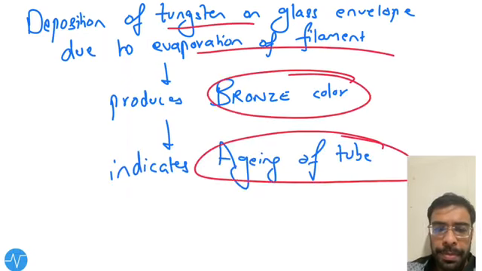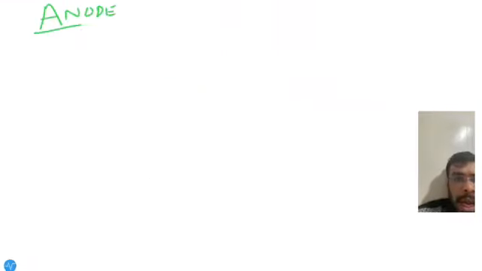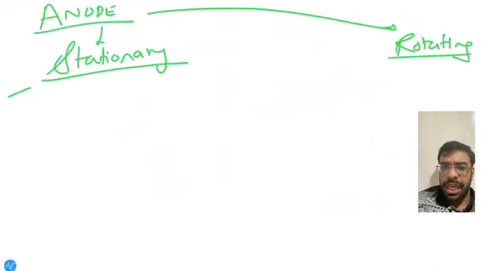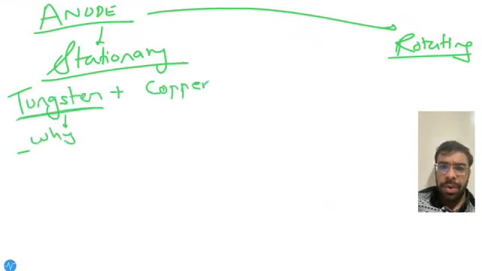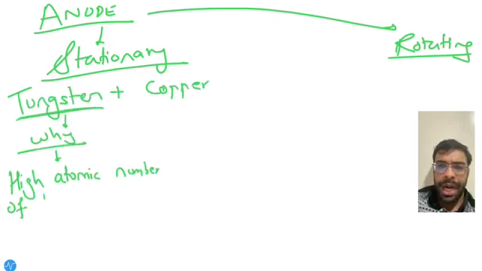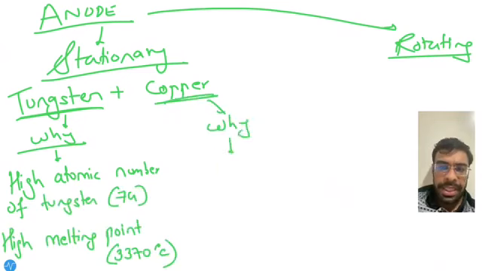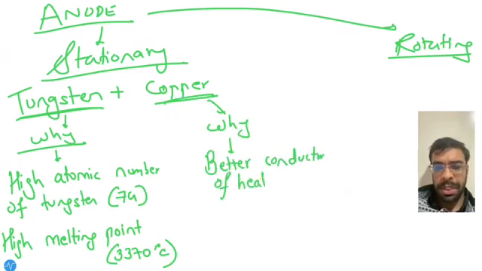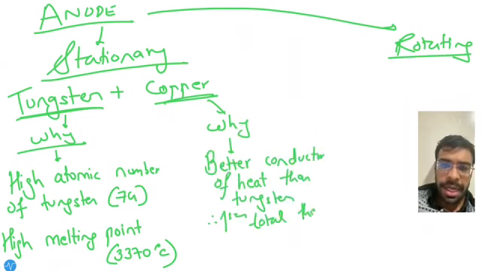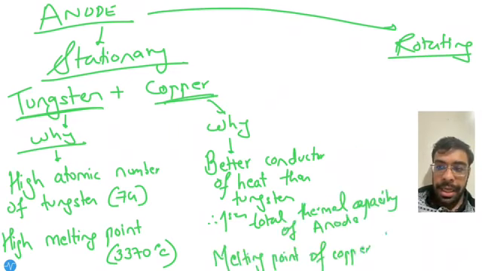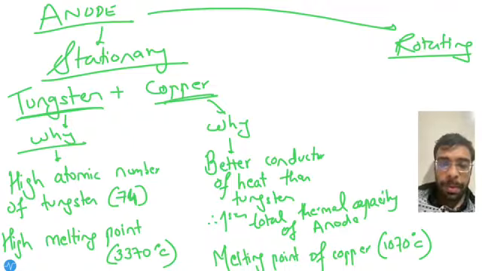Anode. It can be either a stationary anode or a rotating anode. Stationary anode is made of tungsten plus copper. Now why tungsten? High atomic number, which is 74, and high melting point, 3370. Copper, why? Because it is a better conductor of heat than tungsten. Therefore it will increase the total thermal capacity of the anode, and the melting point of copper is 1070 degrees Celsius. Remember, 3370 for tungsten and 1070 for copper.